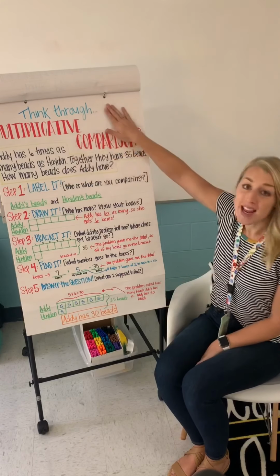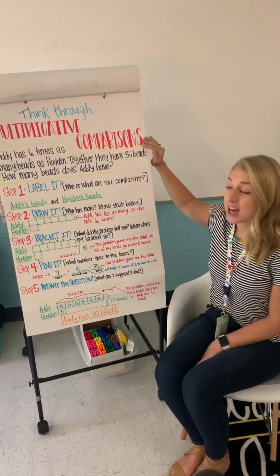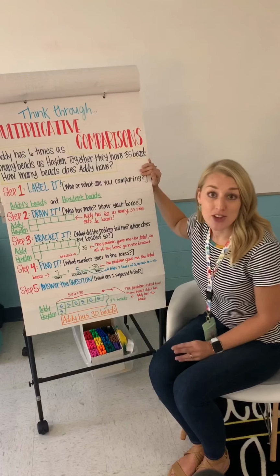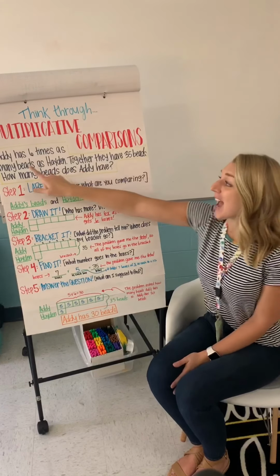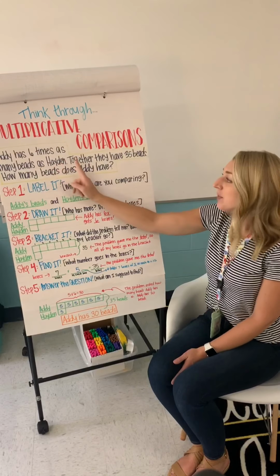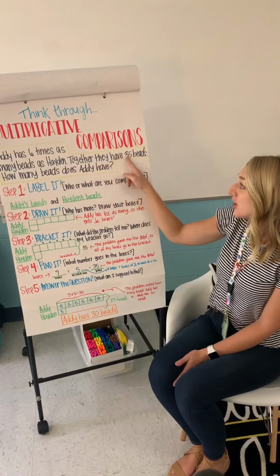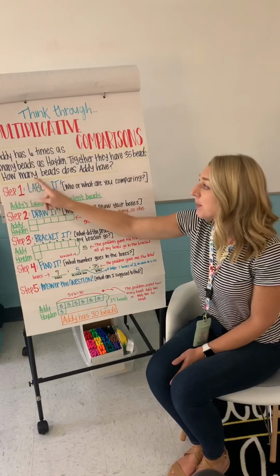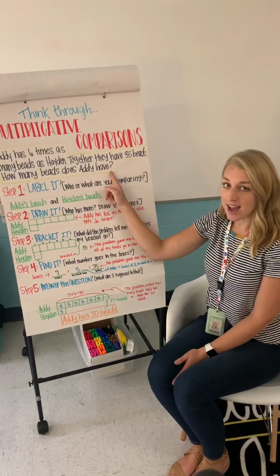So today we're thinking through multiplicative comparisons, and I'm going to start by giving you a problem. It says Addie has 6 times as many beads as Hayden. Together they have 35 beads. How many beads does Addie have?